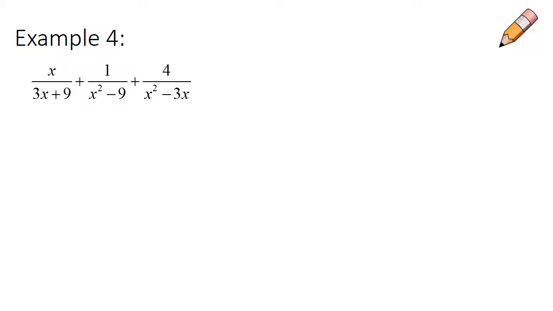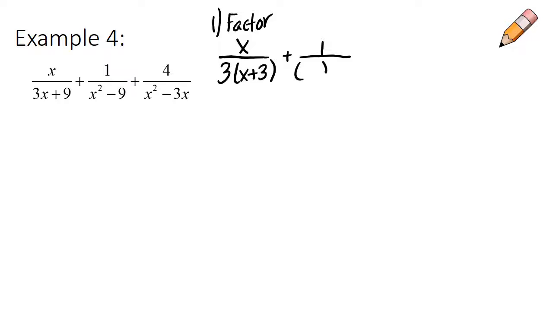Let's take a look at one more example. You'll notice in this example we have 3 fractions that we are working with. We're going to follow the same steps. That first step is to factor. If I take my first denominator, I can take a GCF out. My second denominator is difference of squares. My third denominator has a GCF of x.